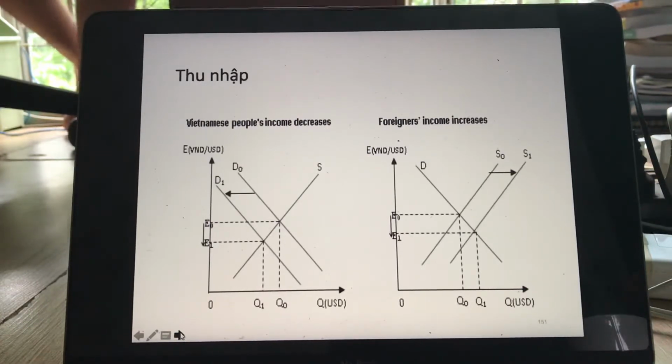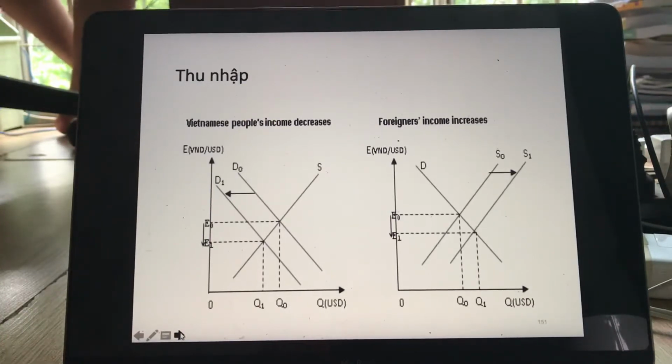For the income, when Vietnamese people's income decreases, what are the consequences of this? Linh Dương, please. When the income of Vietnamese people decreases, the demand for goods will decrease too. The demand curve will shift left, so it makes the exchange rate decrease.